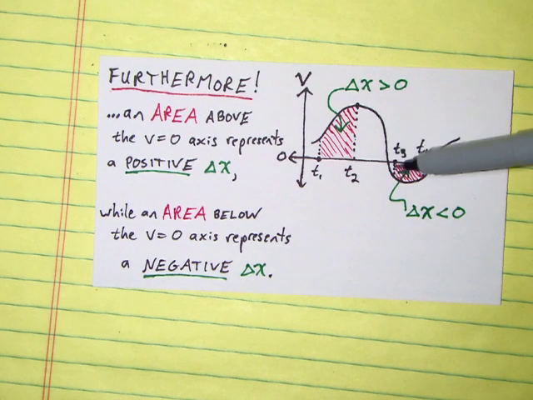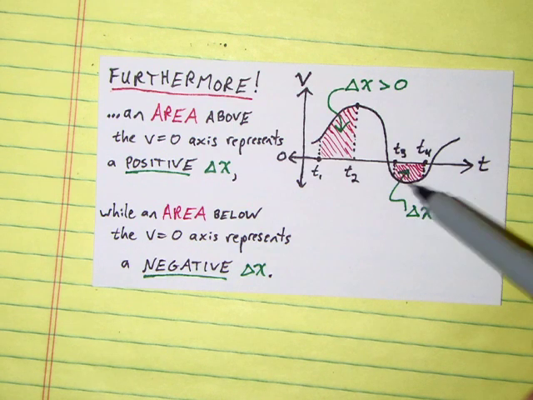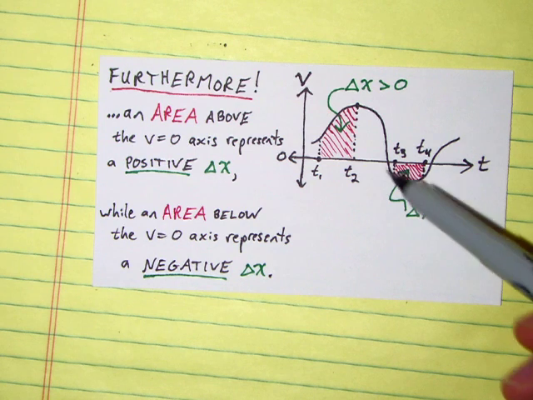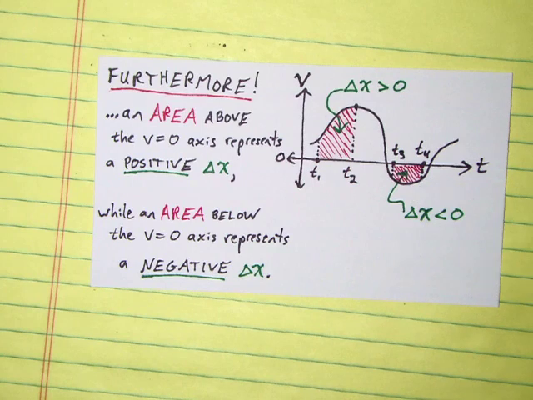But an area below the v equals 0 axis represents a negative displacement. During this time, the object is moving in the negative x direction, so its displacement has to be negative. That's a positive area. Under the axis here is a negative area.